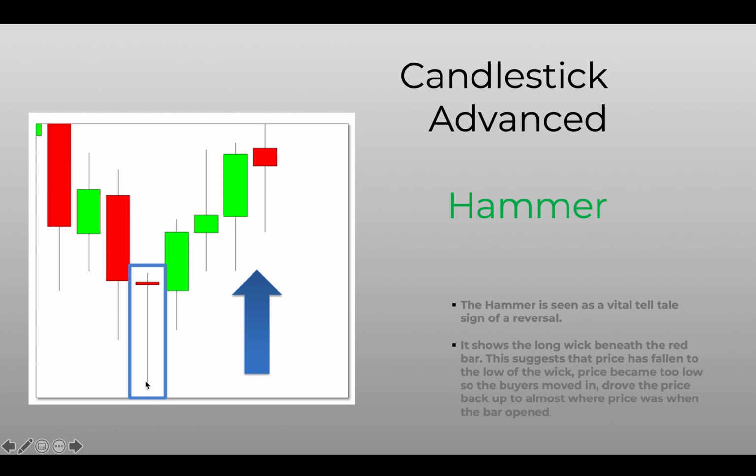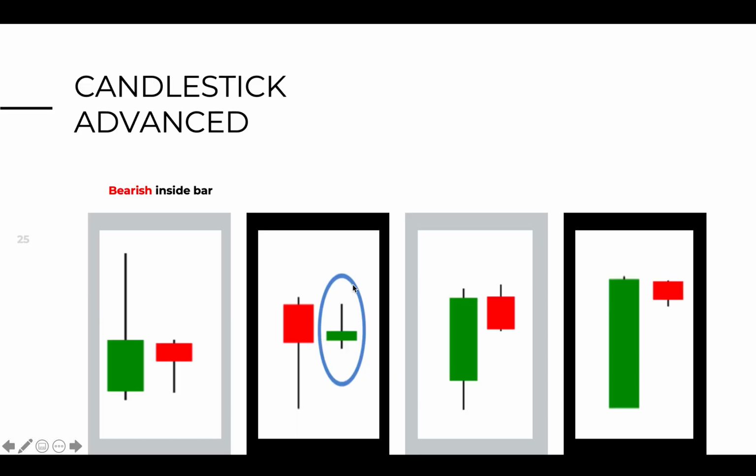So the buyers have overrun the sellers, pushed price up, and by the time, let's call this an hourly time frame, the hour's up, the new hour bar has opened, price has been forced all the way back up to where it opened. Now this is a very, very good sign of a massive reversal coming, and as you can see, boom, boom, boom, price has completely reversed and gone the opposite way.